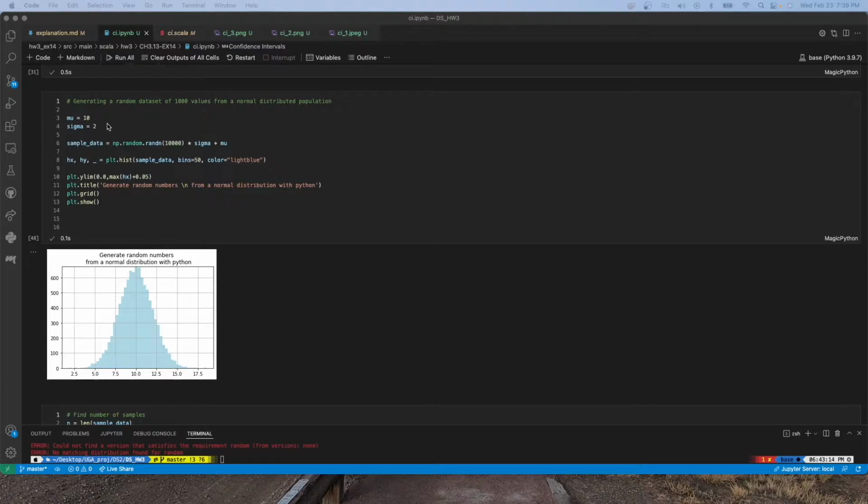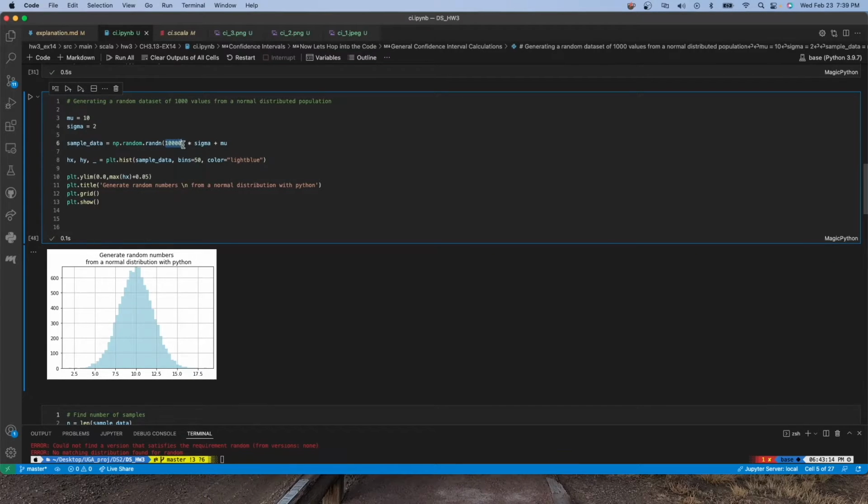And now, from that population of rabbits that we know is distributed in this way, with a mean and a standard deviation of this, we're going to take 10,000 rabbits for our sample.